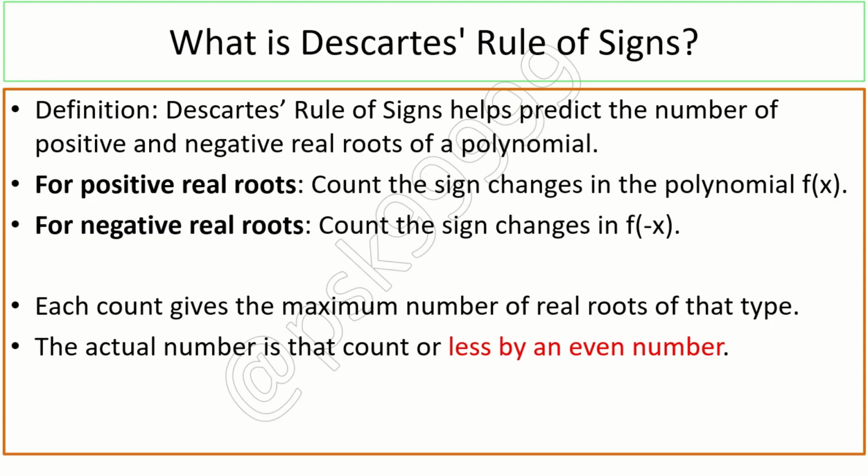Let's say you got the negative real roots count as 1. Then it is 1 only. You cannot do 1 minus 2 is minus 1, right? You cannot have a negative number of real roots. So there it gives you the exact number, 1 is the exact number. But if it is something other than that, you need to subtract an even number and see which one is possible. Once you have the idea, you can understand it very easily.